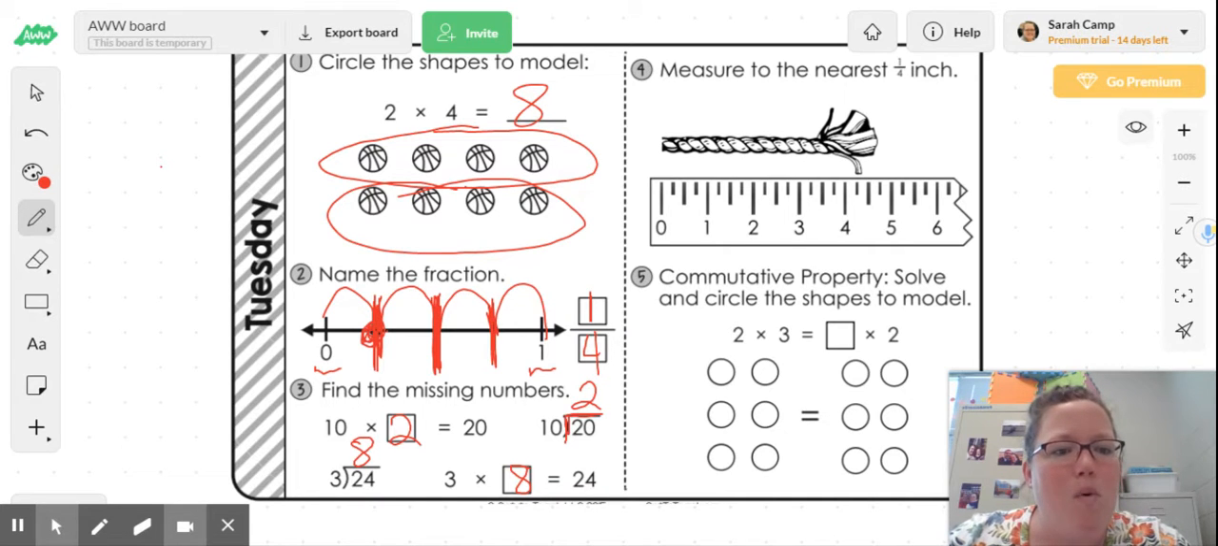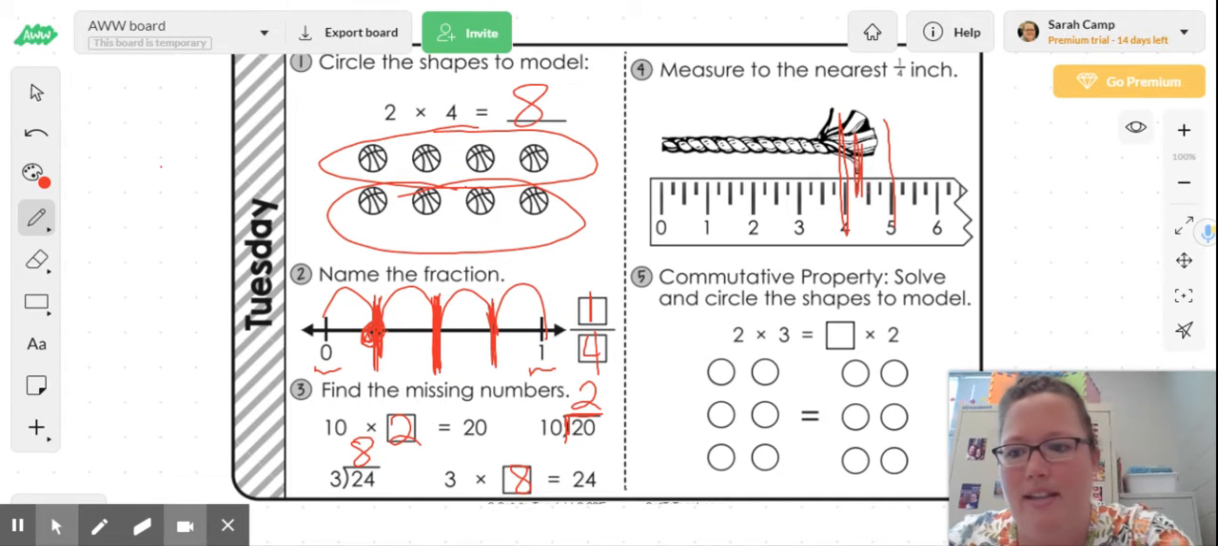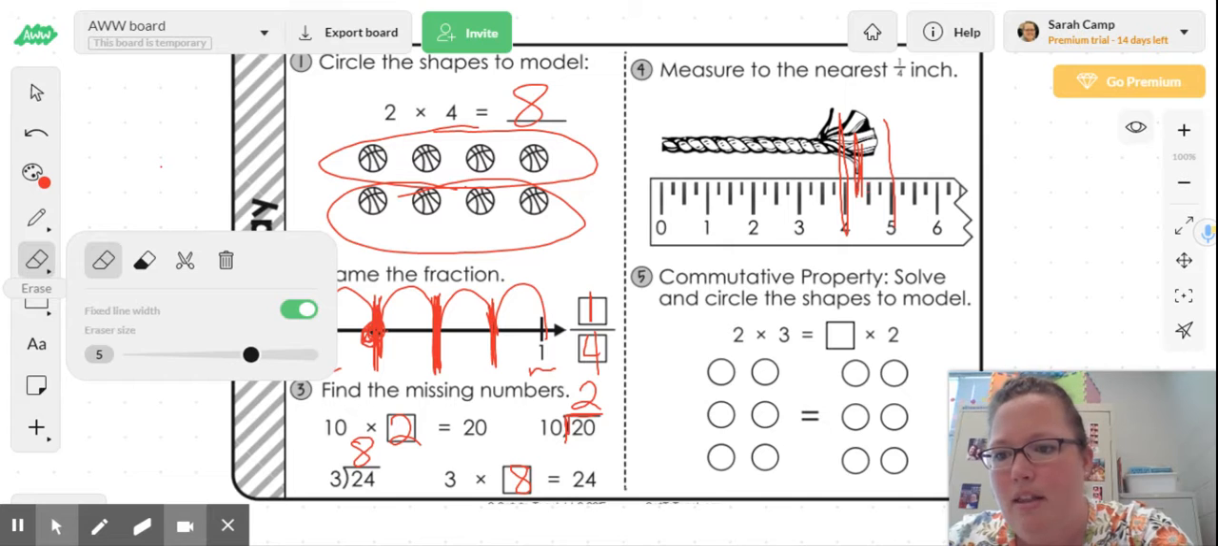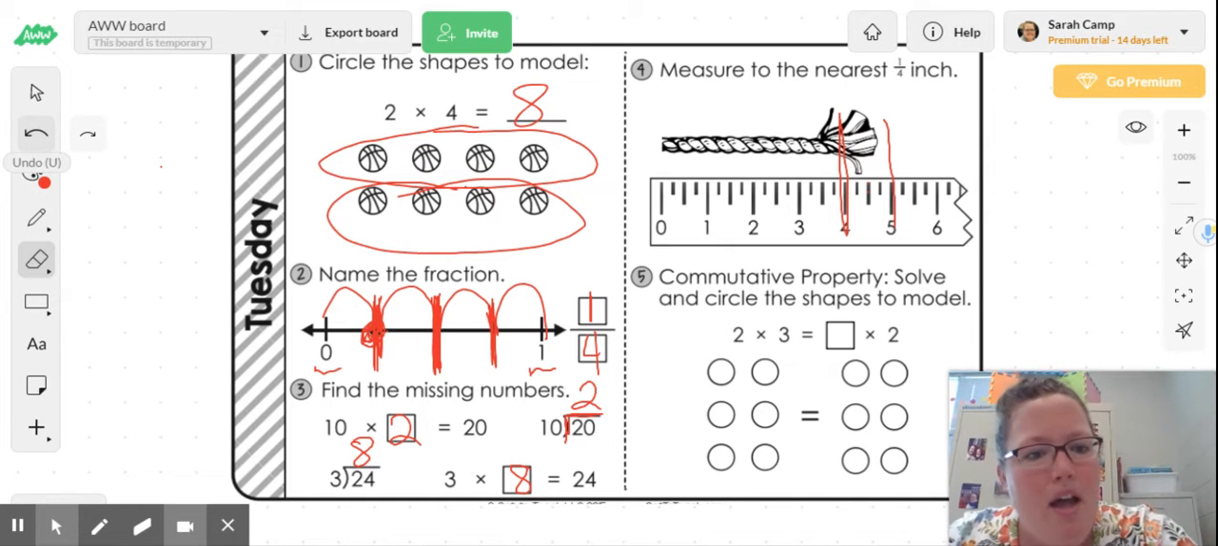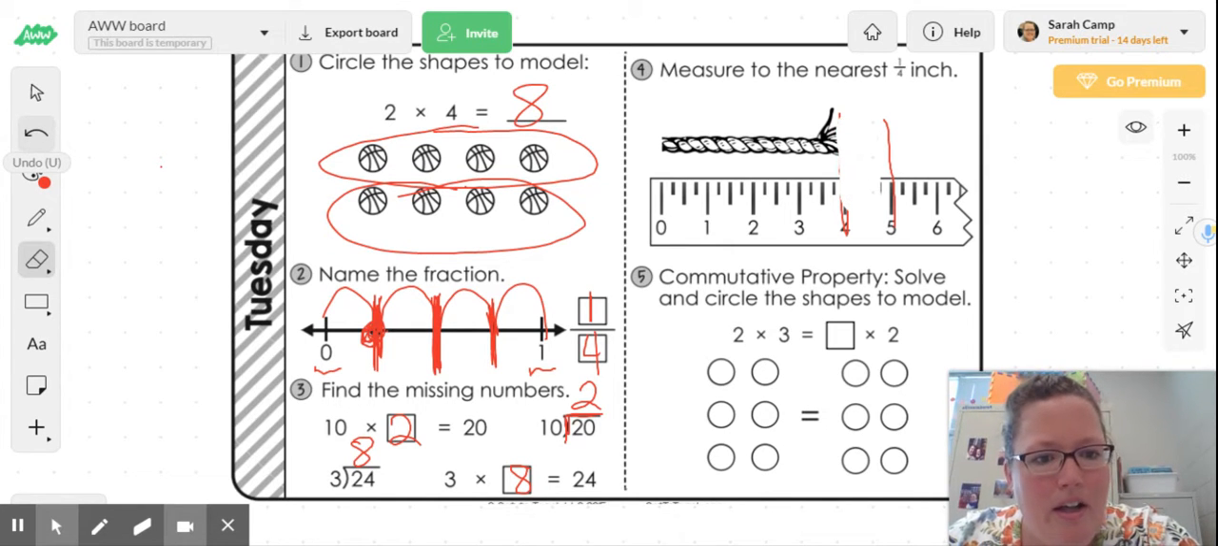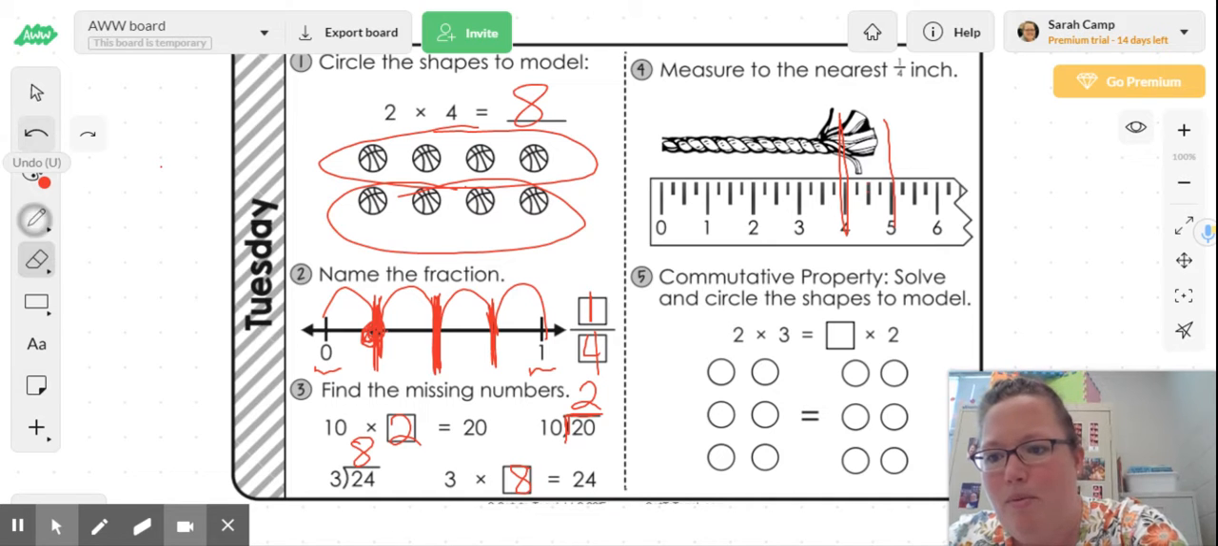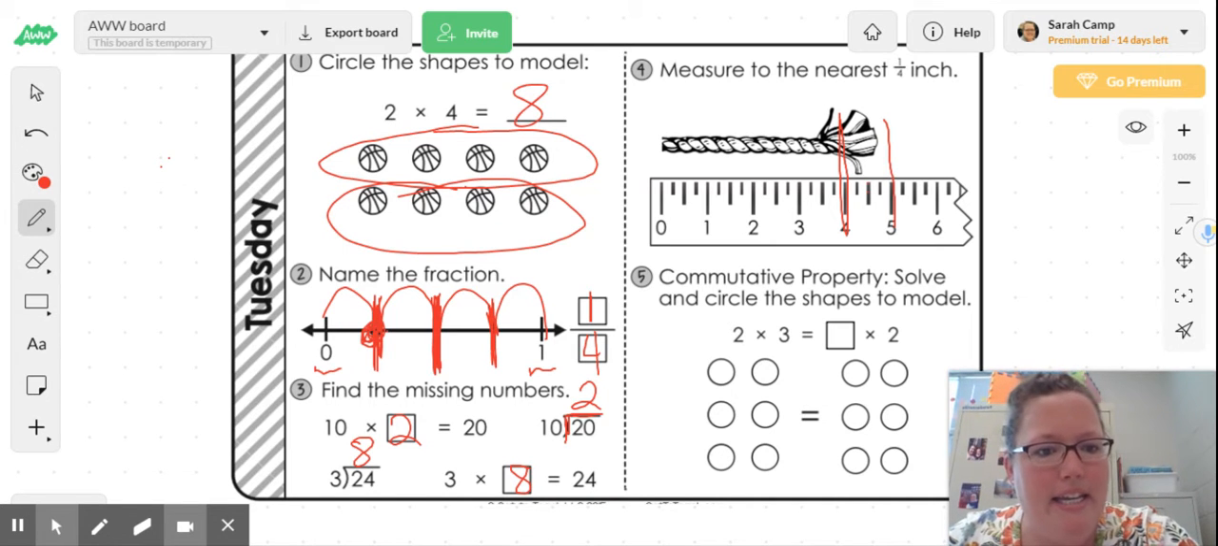All right, on number 4, it wants us to measure this. Now, it gets all the way up to the 4-inch line, but it didn't quite make it to 5, did it? It did not. Now, if I am looking at this, you know what? It's a little bigger than that one. That's a little sloppy line, Miss Camp. Let me see if I can undo that. There we go. Oh, Miss Camp, I'm on my eraser now. Sorry. Let me try that again, kids.